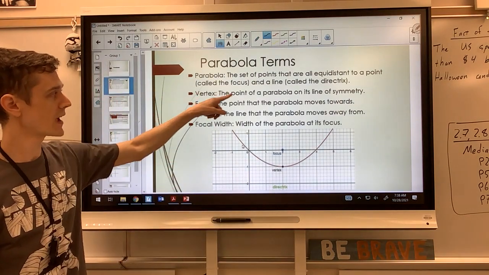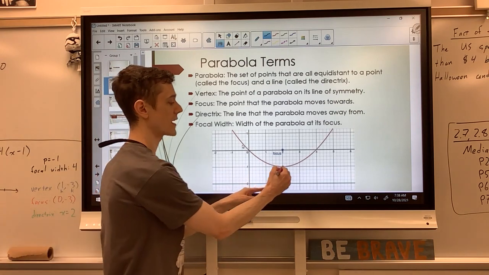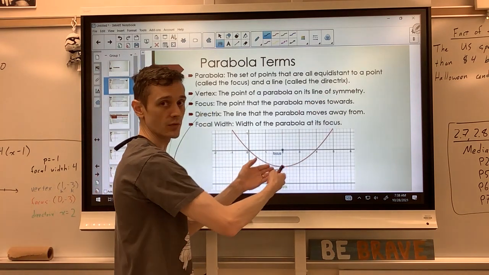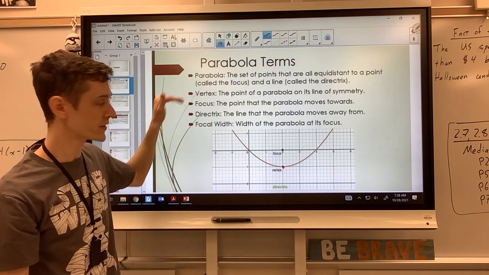The next definition we have, the vertex. This is a point on the parabola, but it's the most important one. It's the one that kind of defines where the graph is splitting into two different pieces. Many of our formulas are going to be based on the coordinates of that point specifically.